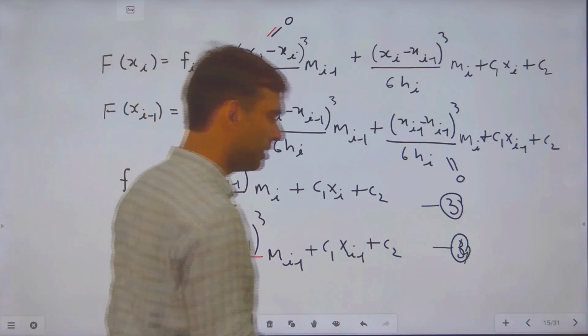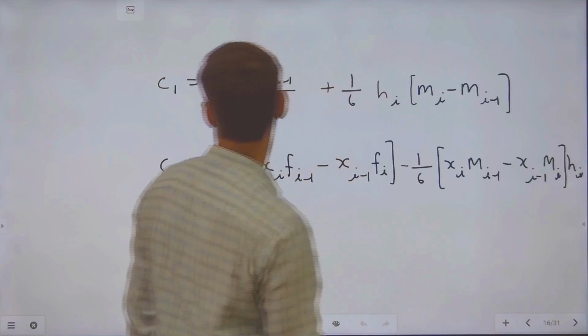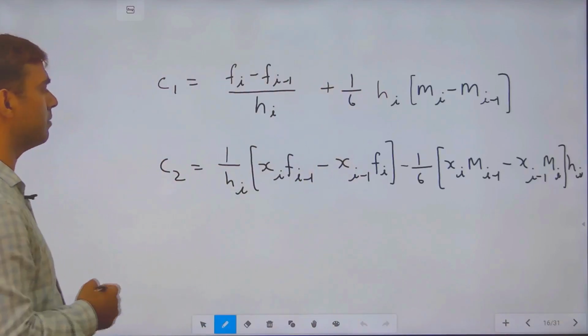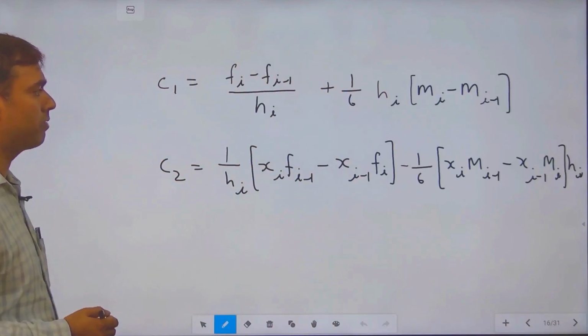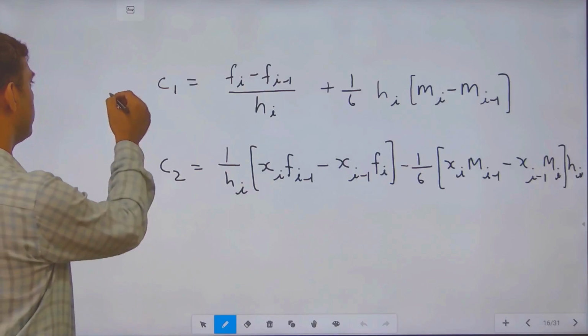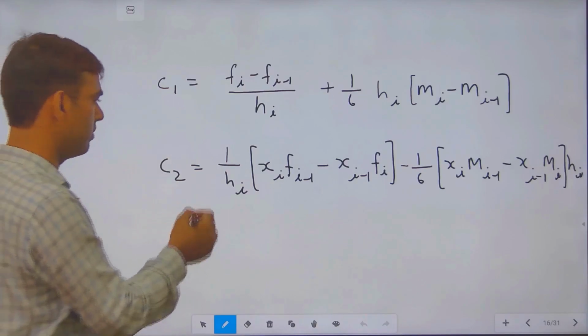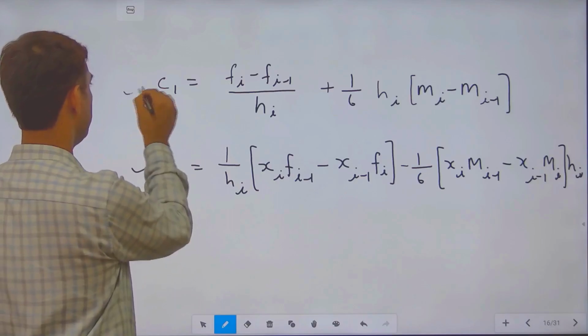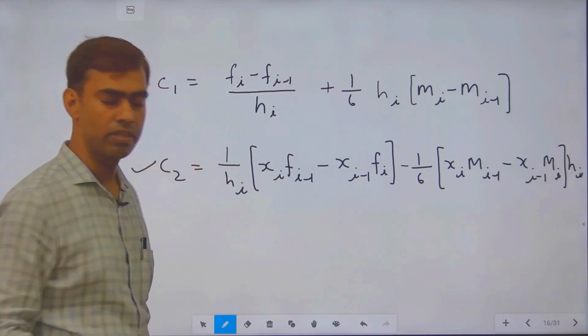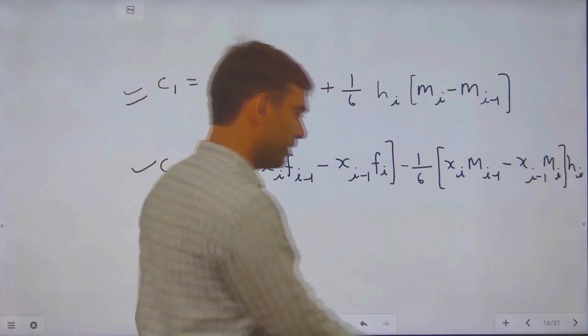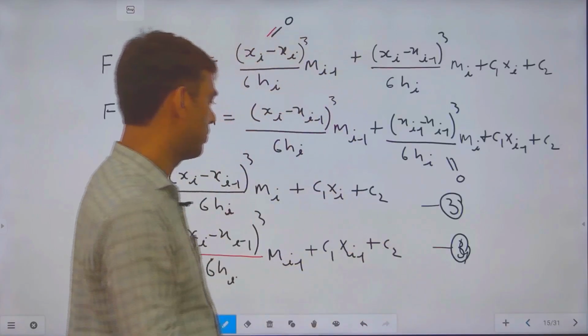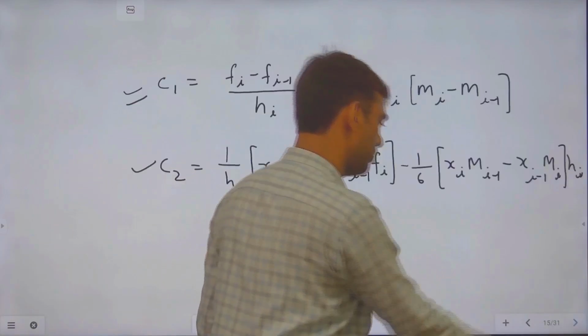So, directly here we write the values of c1 and c2. This one is the value of c1 and c2. This one is c1, and this one is c2. After solving the simultaneous equations 3 and 4, we get the values of c1 and c2.